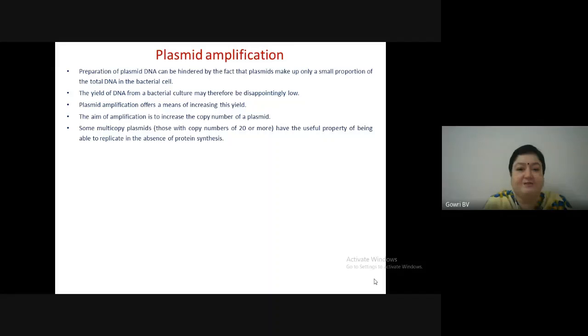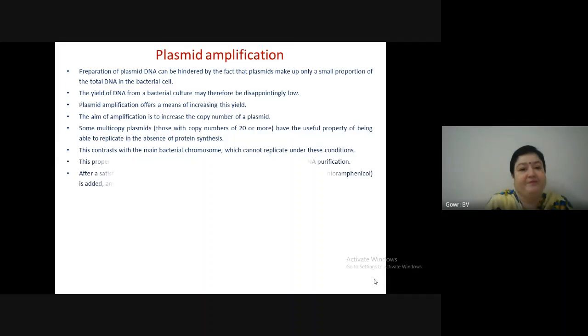Some multi-copy plasmids, those with a copy number of 20 or more, have the useful property of being able to replicate in the absence of protein synthesis. This contrasts with the main bacterial chromosome, which cannot replicate under these conditions. So, as I told you earlier, there are a variety of multi-copy plasmids that can multiply in the absence of protein synthesis, which cannot be done with bacterial chromosomal DNA. Bacterial chromosomal DNA requires protein synthesis for its replication. So that is what is going to be used for plasmid amplification.